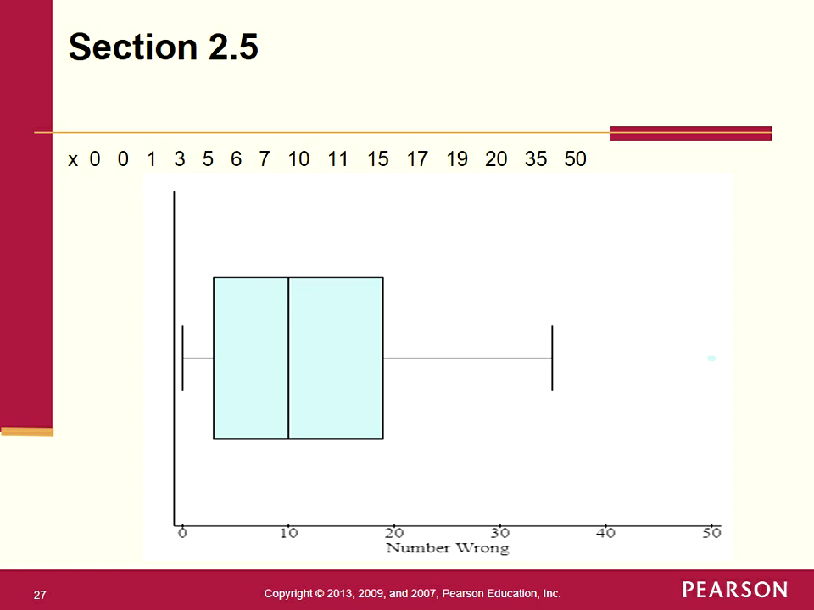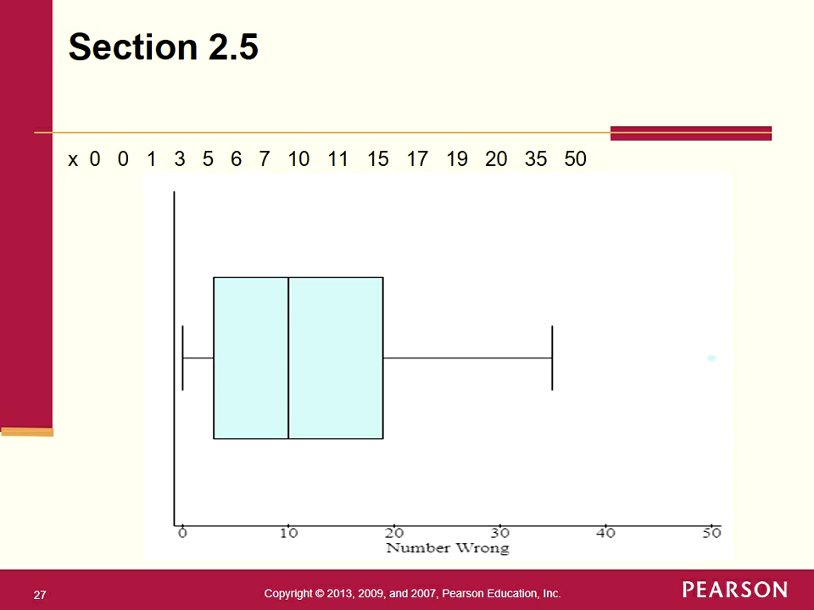Q1, Q2, Q3. What would be the IQR? The IQR is the width of this box right here. The width of the box would be the IQR. So we got 19 and we got 3. So the width of the box is 16. So there's your IQR. We know what the range would be.